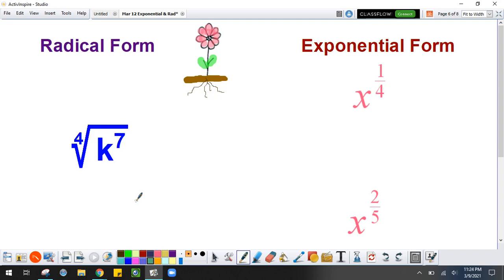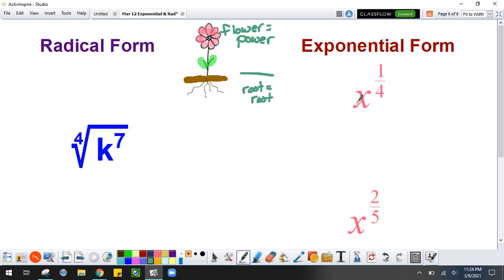All right, I actually have 3 on this page. I have 2 in exponential form and 1 in radical form. So I'm just going to go from top to bottom, kind of back and forth. So remember, flower is the power. That's the top of the fraction. Then you have the ground, and the root of the flower equals the root of the radical.